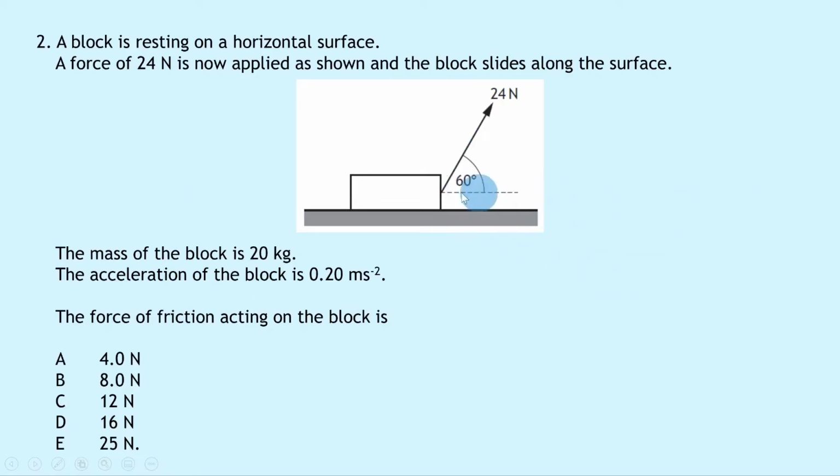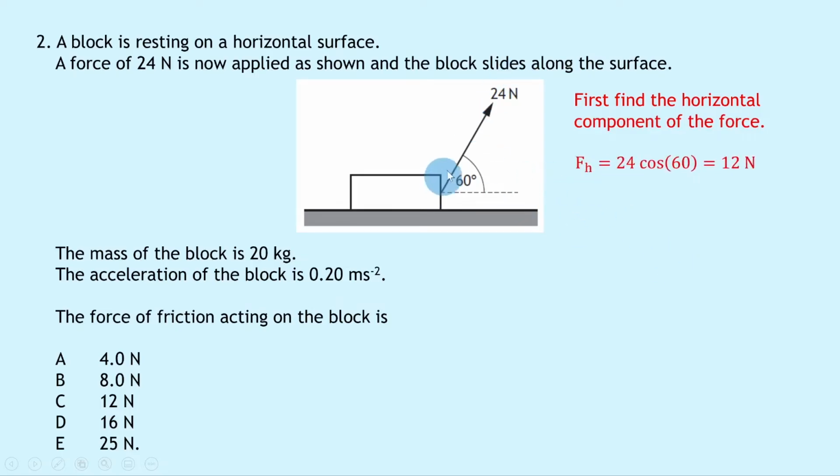So what we're going to do first is find the horizontal component of the force, which we could label FH. So remember this is found from using cosine, cos goes across, so we can say that FH equals 24, the force, times cos 60, which equals 12 newtons once you put it into your calculator. So we could label that on as being 12 newtons there. And remember we're trying to find the force of friction acting on the block, but we're not able to find that until we know what the unbalanced force acting on the block is.